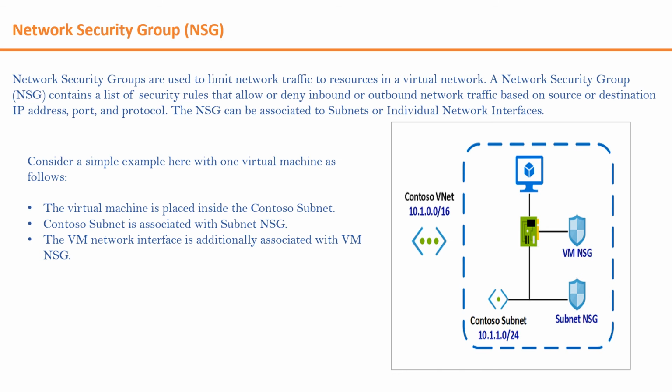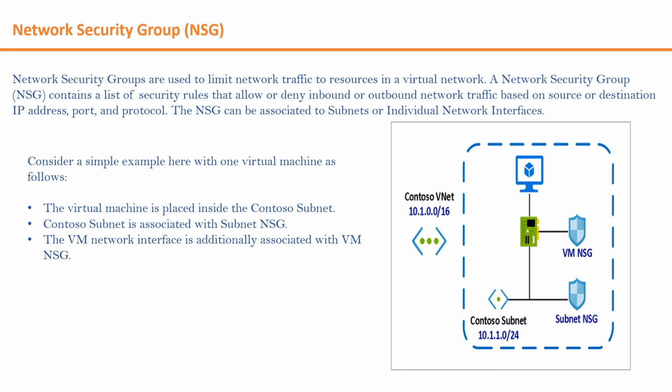In this example, for inbound traffic, the subnet network security group is evaluated first. Any traffic allowed through the subnet NSG is then evaluated by the VM NSG. The reverse is applicable for outbound traffic, with VM network security groups being evaluated first. Any traffic allowed through the VM NSG is then evaluated by the subnet NSG. This allows for granular security rule applications.